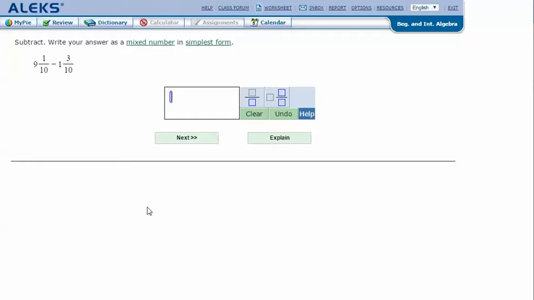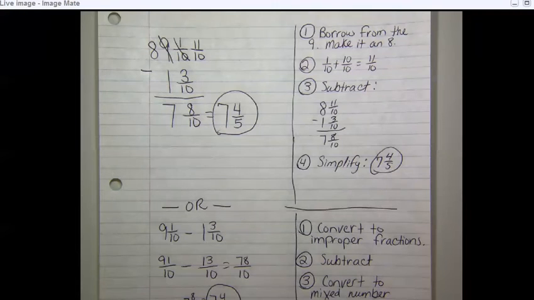Subtract. Write your answer as a mixed number in simplest form. 9 1/10 minus 1 3/10. Here are my notes. 9 1/10 minus 1 3/10. So first I had to borrow from the 9 and make it an 8. And then with this 1, I had to make it into 10/10. And so 10/10 plus 1/10 is 11/10.